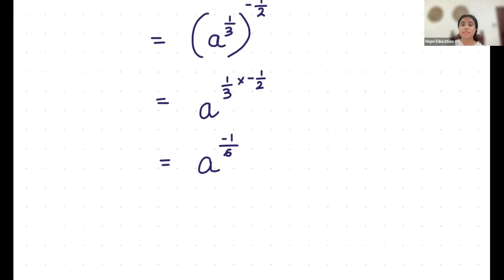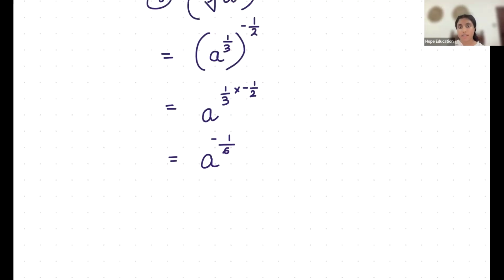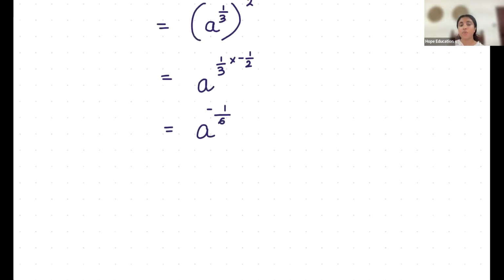Now you can see this index has a minus sign. We don't keep a minus sign in the final answer. How do I remove the minus sign? Now you can tell me because you already know. How do I remove the minus sign?